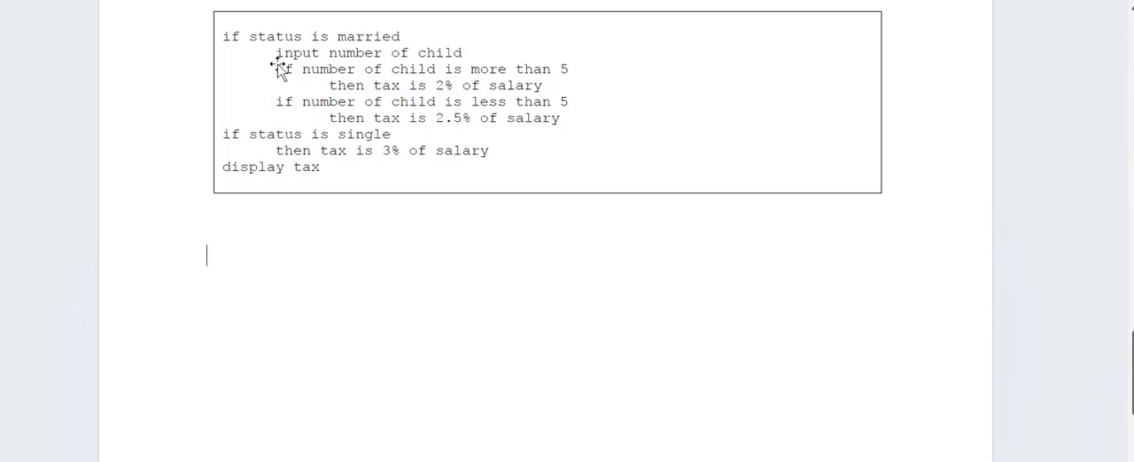If you look at the pseudocode, clearly we can categorize it as nested if. Why? Because you have two different categories for the outer if, status married and single. And then inside the married status, you have number of child, more than 5 and less than 5. There are two more categories. So this is how you are going to write pseudocode for nested if.